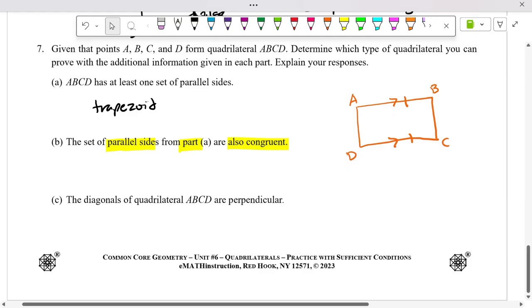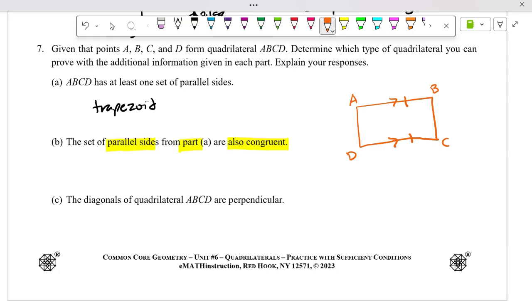So can we call it something else below a trapezoid? We can call it a parallelogram. Remember, if the same pair of opposite sides are both parallel and congruent, we have enough information to say it's a parallelogram.